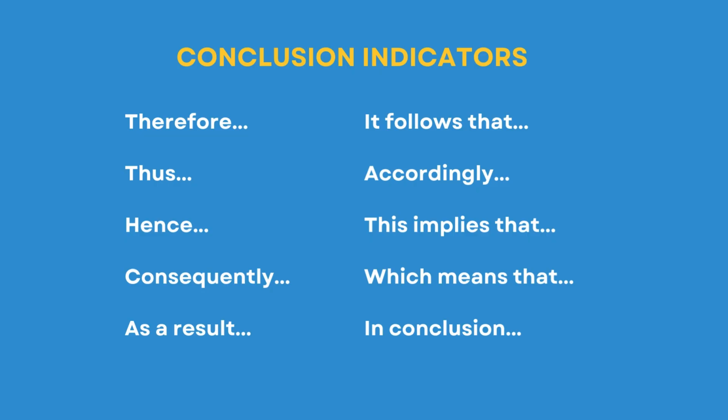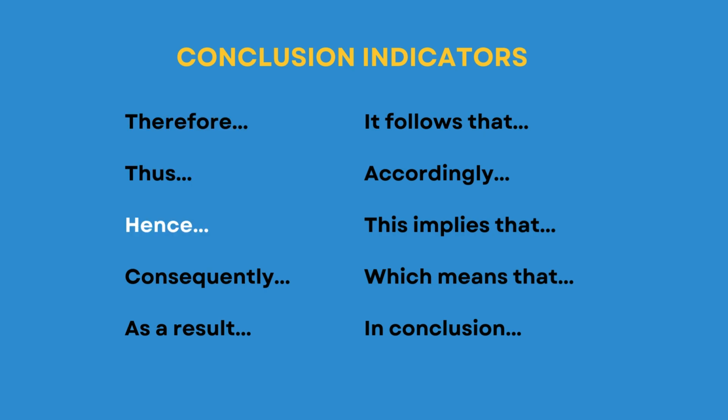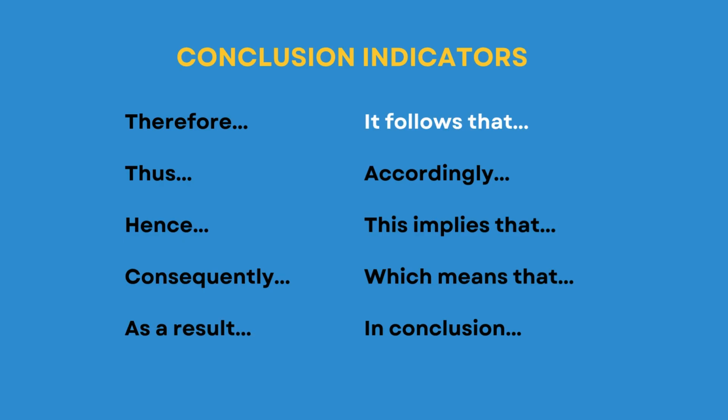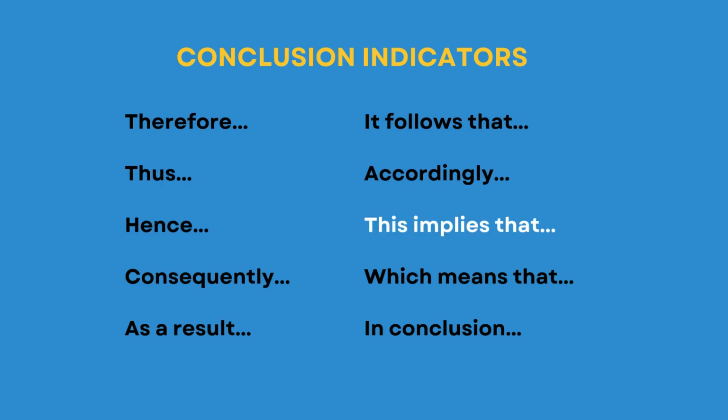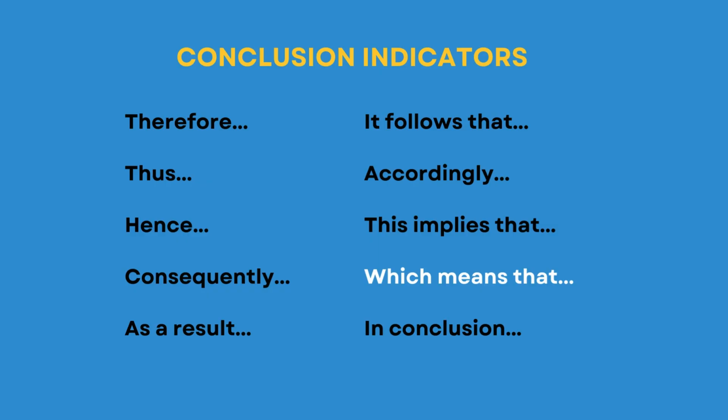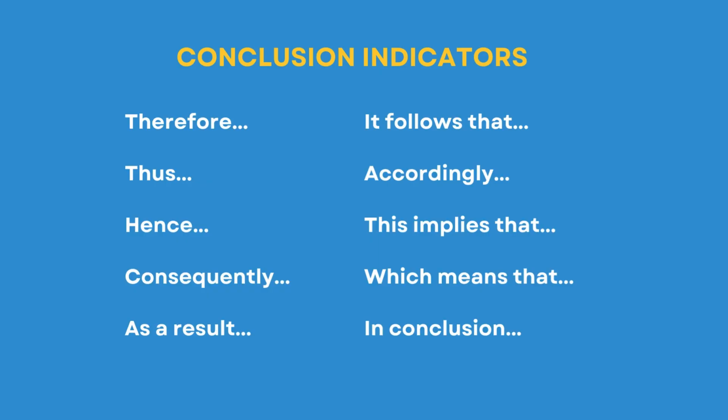Here is a list of typical conclusion indicators. Conclusion indicators: therefore, thus, hence, consequently, as a result, it follows that, accordingly, this implies that, which means that, in conclusion. Whenever these words or word phrases are used, the statement that follows these words or word phrases will usually be a conclusion.